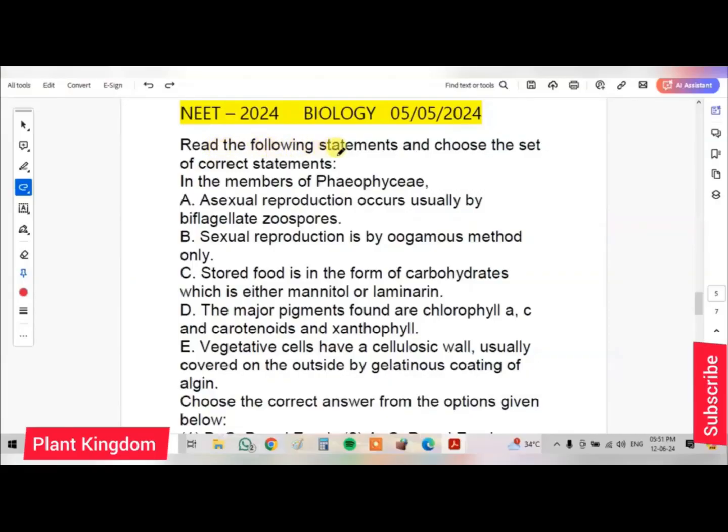Read the following statements and choose the set of correct statements in the members of Phaeophyceae. A, asexual reproduction occurs usually by biflagellate zoospores, and it is right. B, sexual reproduction is by oogamy method only. No, it's wrong. B is wrong.